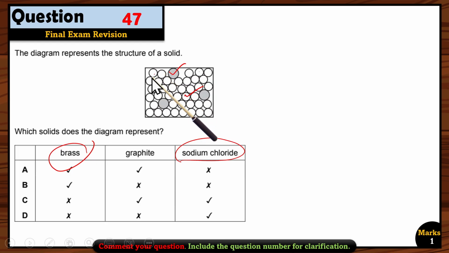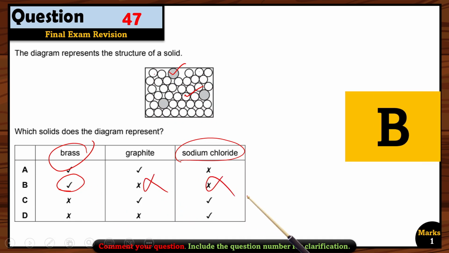So which one is a mixture? That is brass. So option B is the right option. It's brass, not graphite and not sodium chloride. Okay, so option B is the correct option.